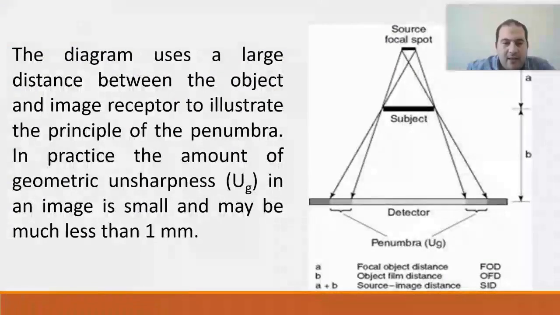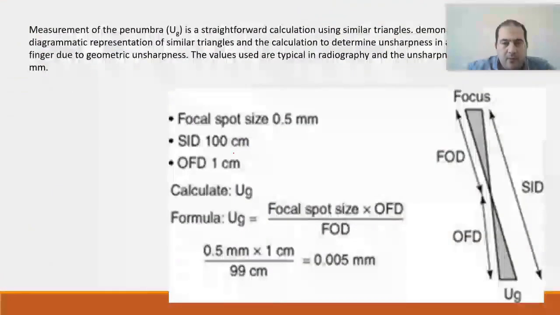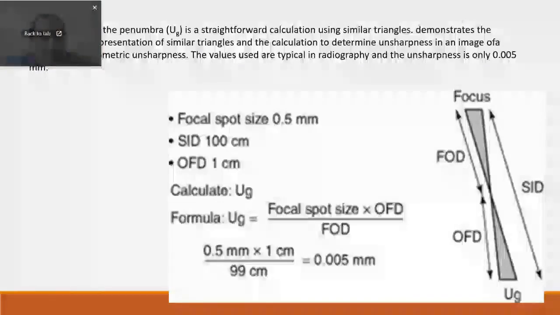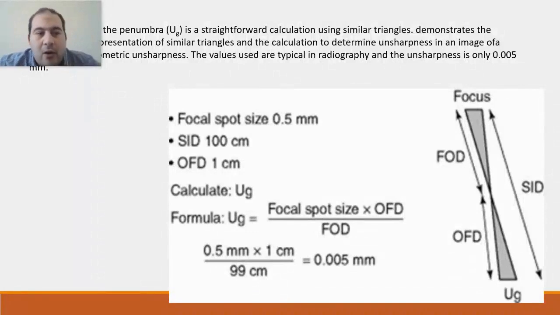So we talked about the factors that affect geometric unsharpness. Now, if you want to calculate geometric unsharpness, how do you do it? You need to know the focal spot size, what its size is, whether it's 0.5 millimeters, 0.1, 0.3, or whatever, depending on the X-ray modality.